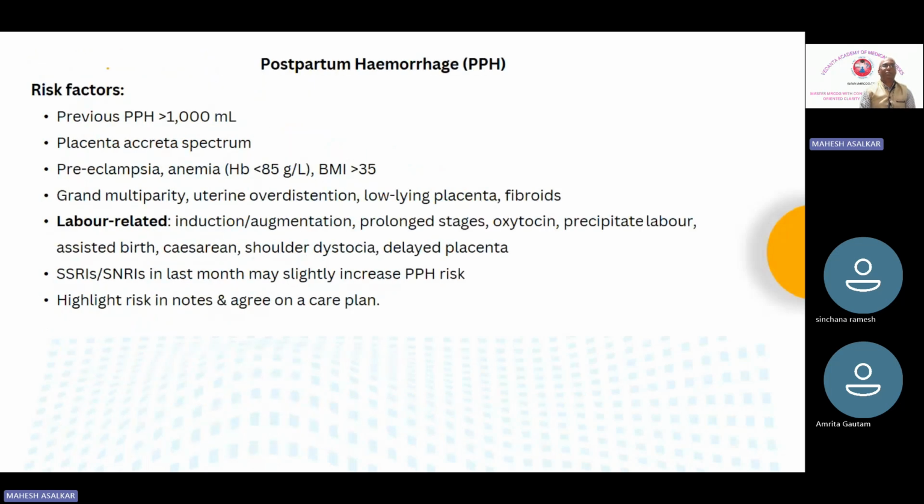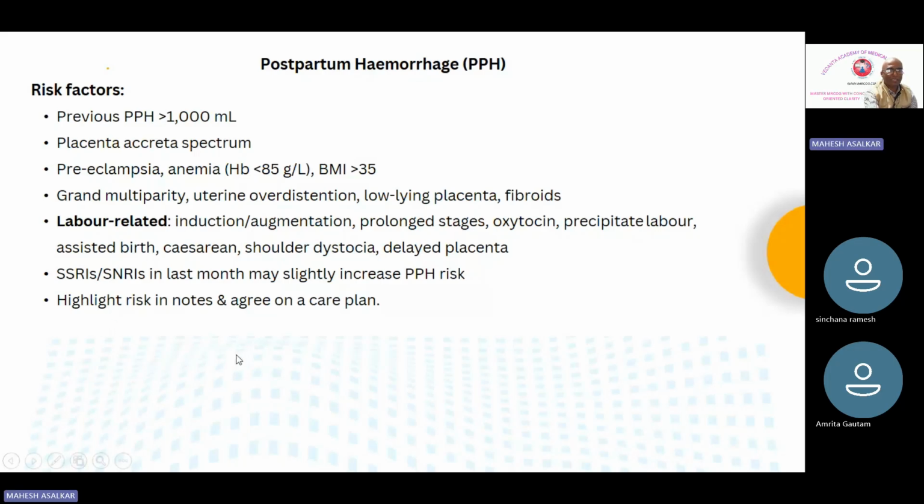Now coming to the PPH. PPH we have discussed separately. We have had a session on the PPH. So risk factors: previous PPH more than 1000 ml, placenta accreta spectrum, preeclampsia and anemia, Hb less than 8.5, BMI more than 35, grand multipara, uterine overdistension, low-lying placenta, fibroid, etc. Labor related risk factors are induction, augmentation, prolonged stages, oxytocin, precipitate labor, etc. And SSRI and SNRI in the last month may slightly increase PPH risk, and the highest risk in notes.